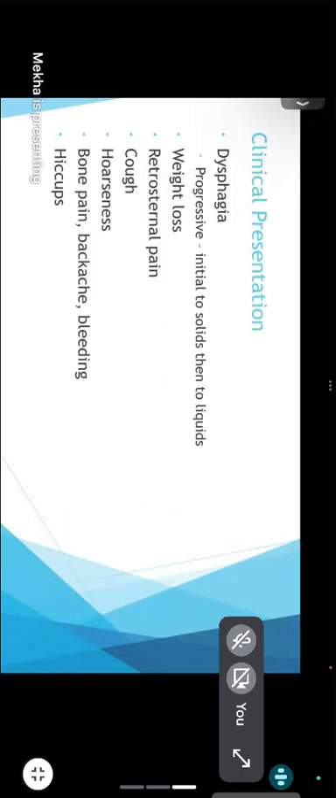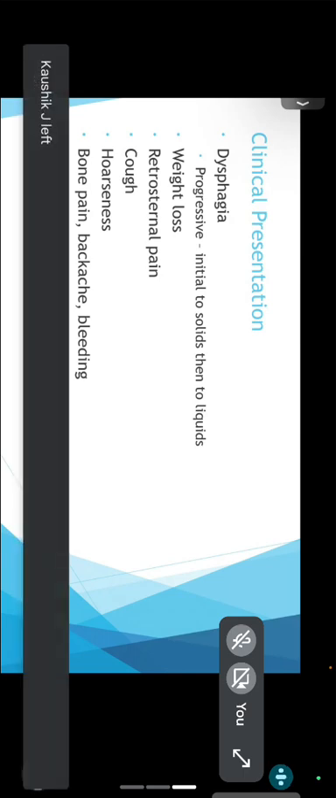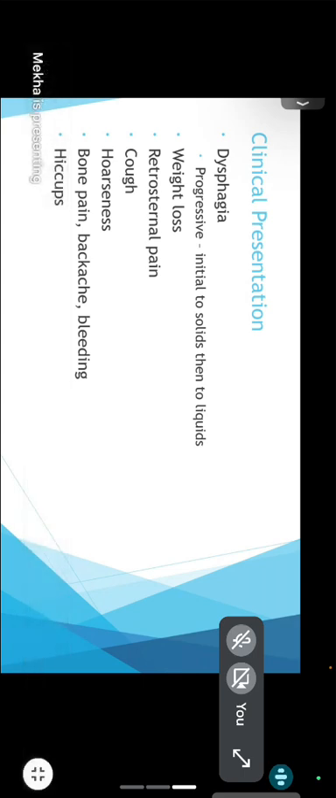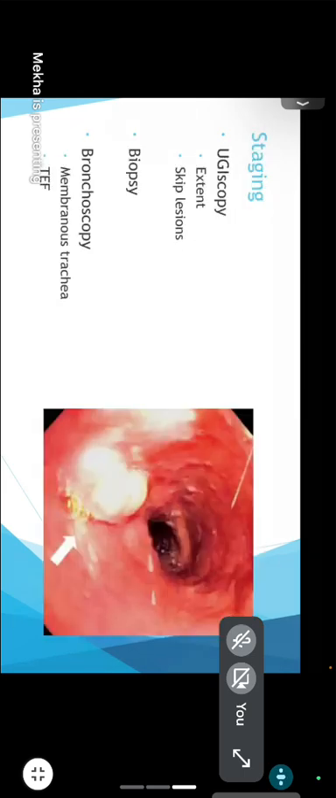Yeah, clinical presentation, nothing much. Dysphagia, as you know, is usually progressive, initially to solids and then to liquids. Weight loss, retrosternal pain, they can develop cough, hoarseness as the disease increases, in terms of aspiration, etc., as well as the involvement of the recurrent laryngeal nerve, bony pains, backaches, bleeding, all that usual.